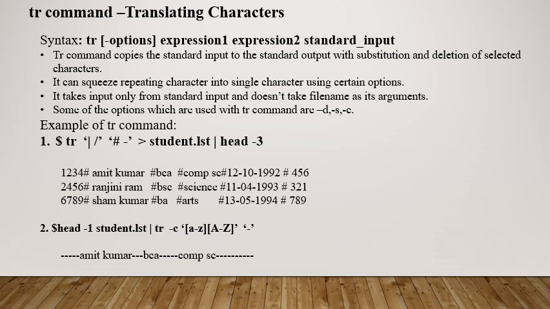So the output is what? Only the first line, the count number is 1. So only one line of the student dot file is complemented, nothing but the characters other than small a to z and capital letter A to Z are replaced by hyphen. This is the output. So this is all about the tr command.